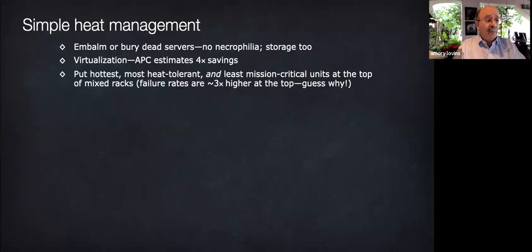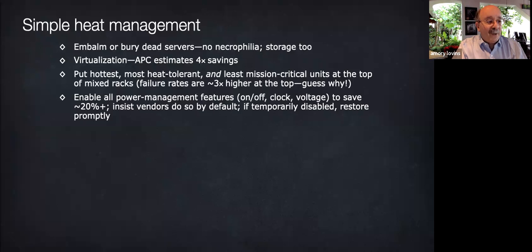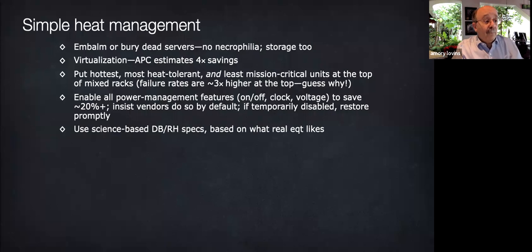Rather simple idea, put the hottest and most heat tolerant and least mission critical servers at the top of mixed racks. Failure rates are 3 times higher up there. Why do you suppose that is? Oh, it's hotter up there. So put the most critical, least heat tolerant things at the bottom of the rack. Enable all power management features, saves upwards of 20%. Insist your vendors do that when they send you the stuff. And if you temporarily disable them, put them back.